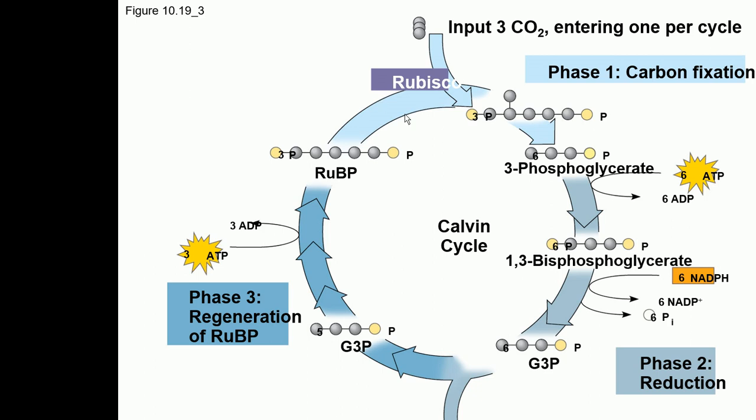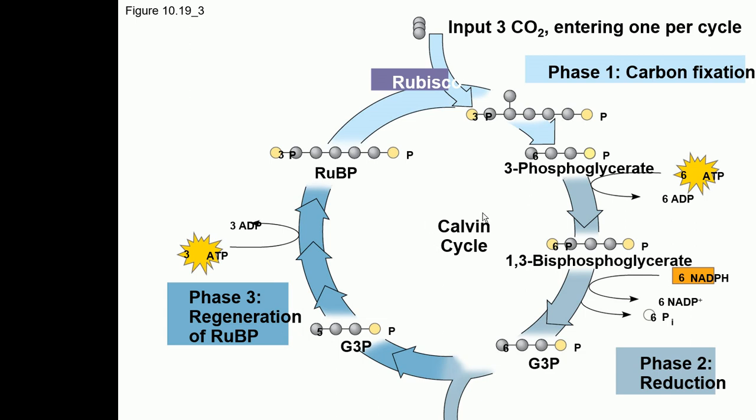So there were 3 molecules of this compound with 6 carbons. They are unstable. They get converted into a compound with 3 carbons, so there are going to be 6 molecules of 3-phosphoglycerate. These 6 molecules get converted into 6 molecules of 1,3-bisphosphoglycerate, with addition of a second phosphate. Because there are 6 molecules, 6 ATPs are going to be involved, and these 6 ATPs are going to be converted into 6 ADPs.